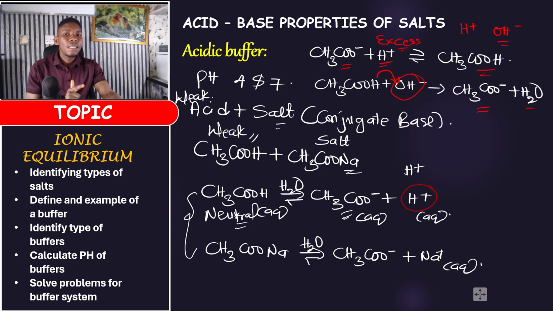It will decrease the pH and then make the solution acidic. Is that okay? Good. So what we are looking for are excesses of H plus, because we know excesses of H plus will make the solution acidic, and excesses of OH negative, because we know that excesses of OH negative make the solution basic. Do you grab the concept now? So that is how the buffer solution works.